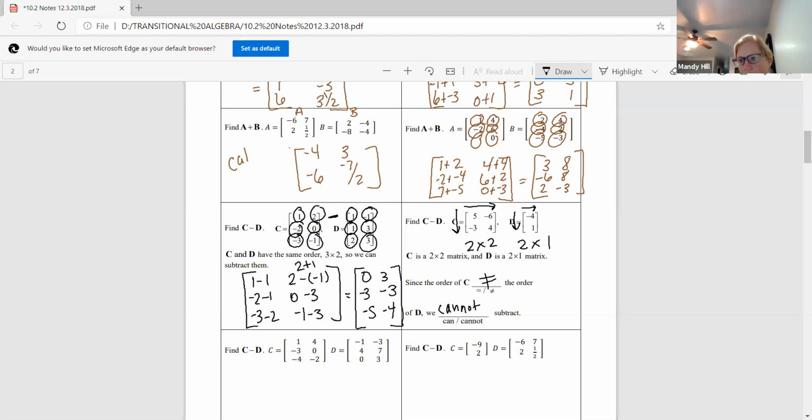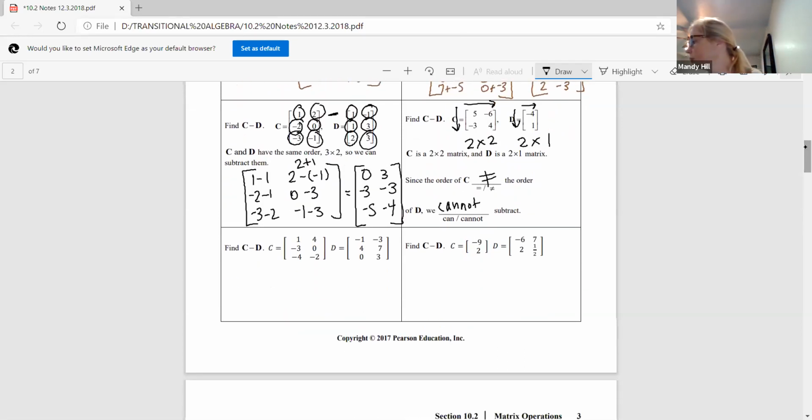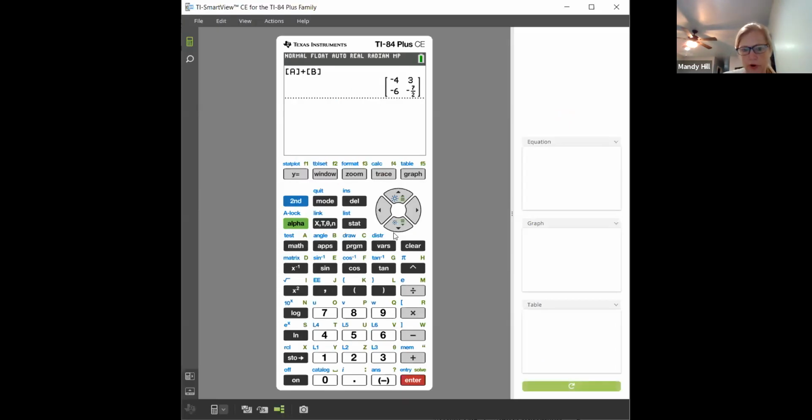Okay, so we will do one on the calculator. So let's go ahead and just type this one right here in on our calculator. So I'm going to go back to the calculator screen. Pardon me.